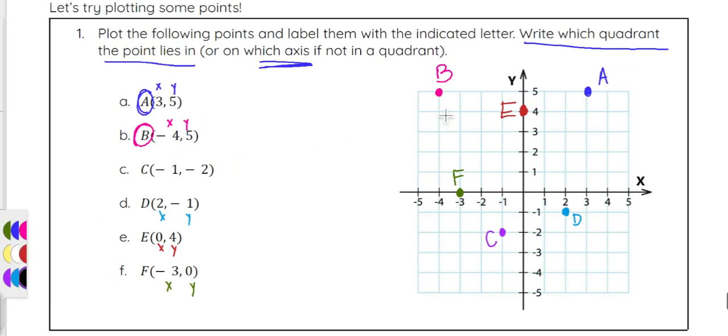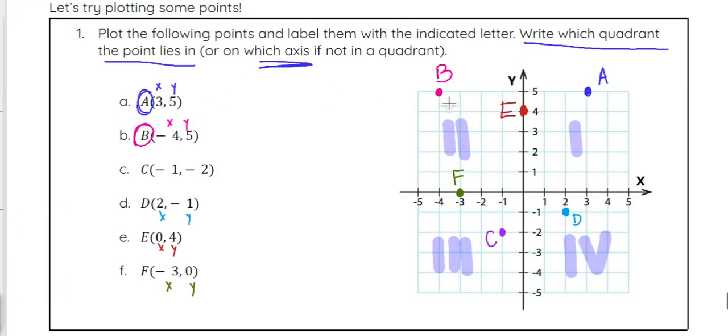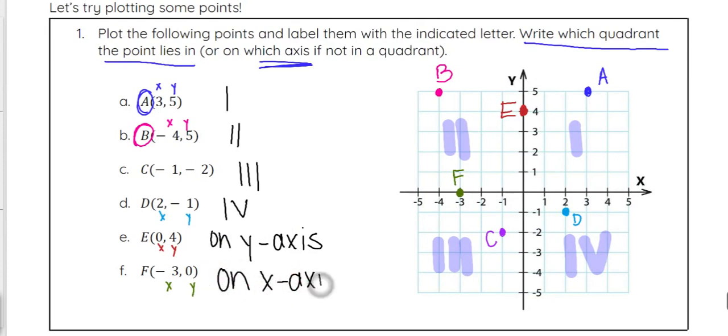So let's run through those for the quadrant. With each of these, remember this is quadrant 1, 2, 3, and then 4. So we can go ahead and name each of these. Point A is in quadrant 1. Point B is in quadrant 2. Point C is in quadrant 3. Point D is in quadrant 4. Now (0, 4) is on the y-axis. It is not in a quadrant, so it is on the y-axis. And then point F is on the x-axis. It is not in a quadrant either.